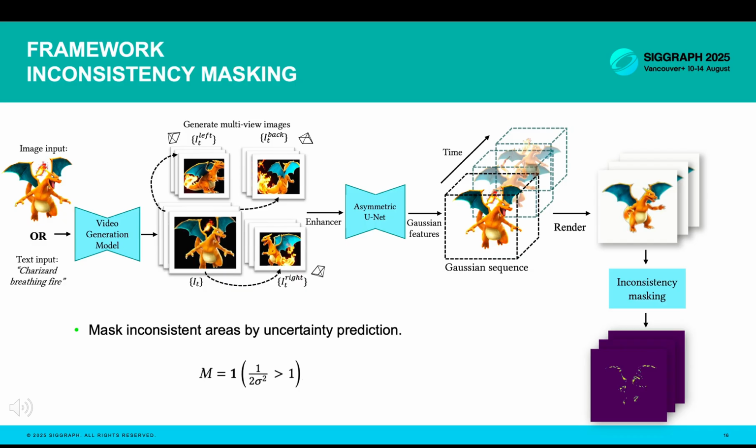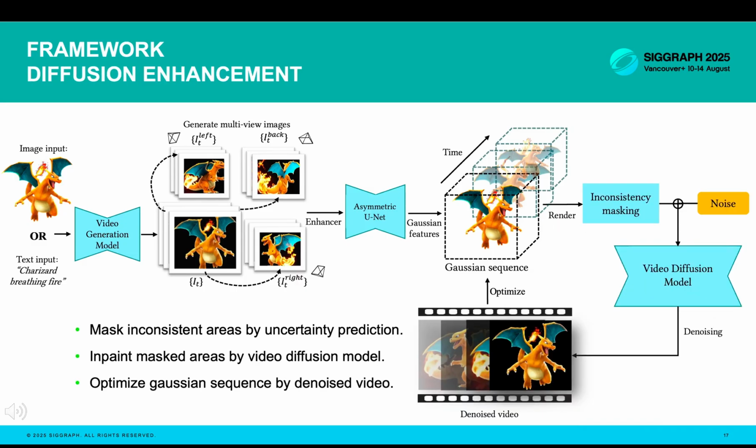In the fourth step, we address this inconsistency through an optimization loop. We first predict uncertain or inconsistent regions using an uncertainty prediction network, and mask out those areas accordingly. These masked sequences are then passed into a video diffusion model to in-paint and recover the missing content, producing a denoised and temporally coherent video. Finally, we use this refined video to optimize the original Gaussian sequence, improving both spatial quality and temporal stability.